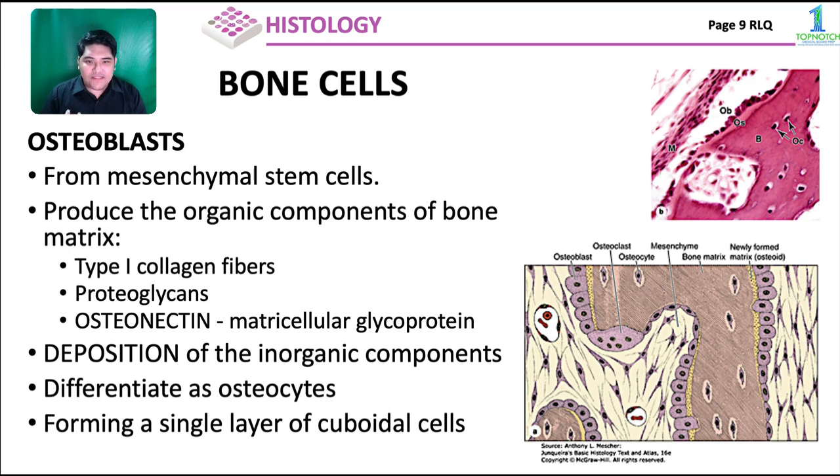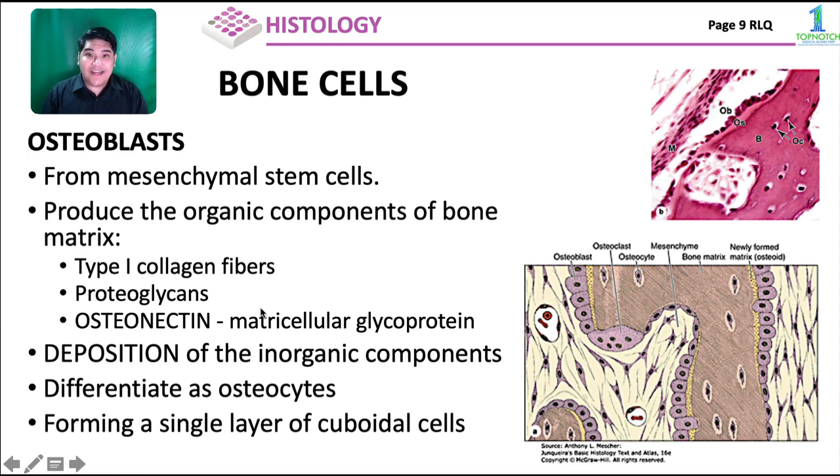Now, an important cell in the bone is your osteoblasts. It is from your mesenchymal stem cells, like your fibroblasts. They produce a lot of components like your type 1 collagen fibers. Remember, type 1 in bone, your proteoglycans, part of your ground substance, and then you have your osteonectin, your matricellular glycoprotein. Now, your osteoblast is also responsible for the deposition of the inorganic components.